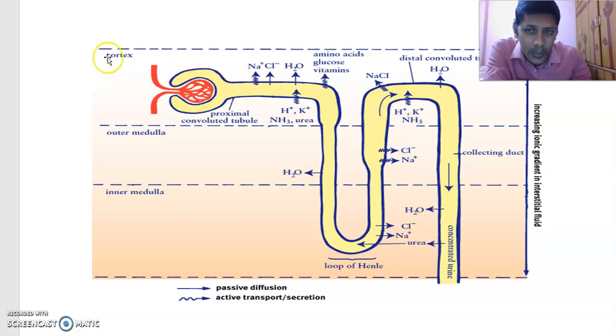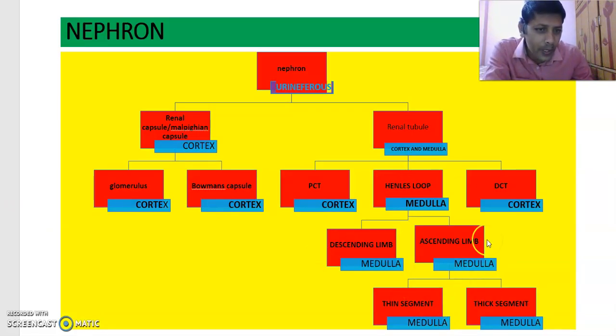The glomerulus is in the cortex, Bowman's capsule is in the cortex, PCT is in the cortex, DCT is in the cortex. Next, the loop of Henle is in the medulla. Next, the collecting duct: this is the initial collecting duct, present in the cortex. This is the straight collecting duct, present in the cortex as well as in the medulla. And this is the duct of Bellini at the bottom, present in the medulla. These are the various parts of the nephron and their locations.